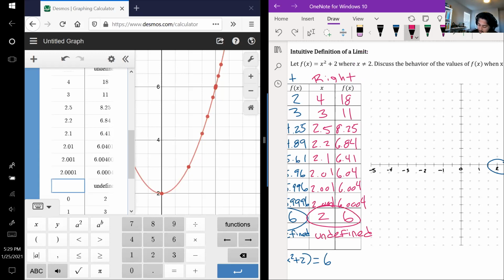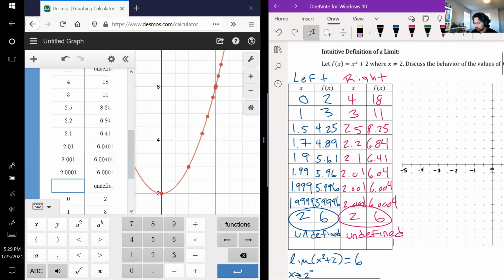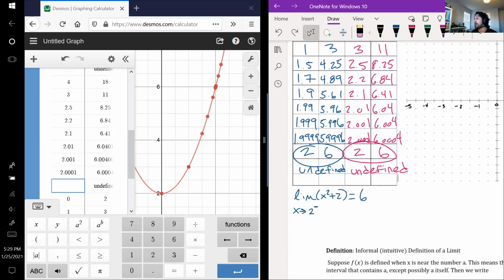Okay. And now, let's go ahead and write notation for the right-hand limit. We're going to say the limit as x approaches 2 from the right of the function x squared plus 2 will equal 6.